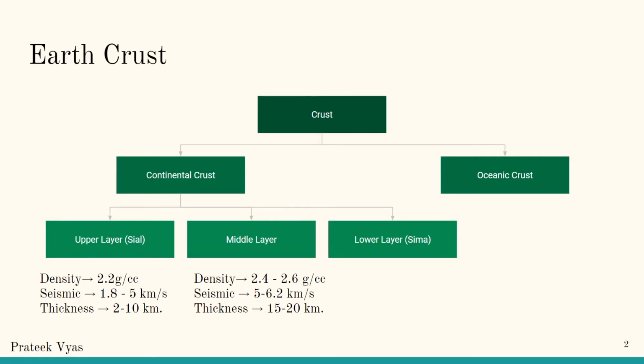to 20 kilometers. Finally, the lower layer has a density of 2.8 to 3.3 gram per centimeter cube and has a seismic velocity of 6 to 7.6 km per second and has a thickness of 20 to.